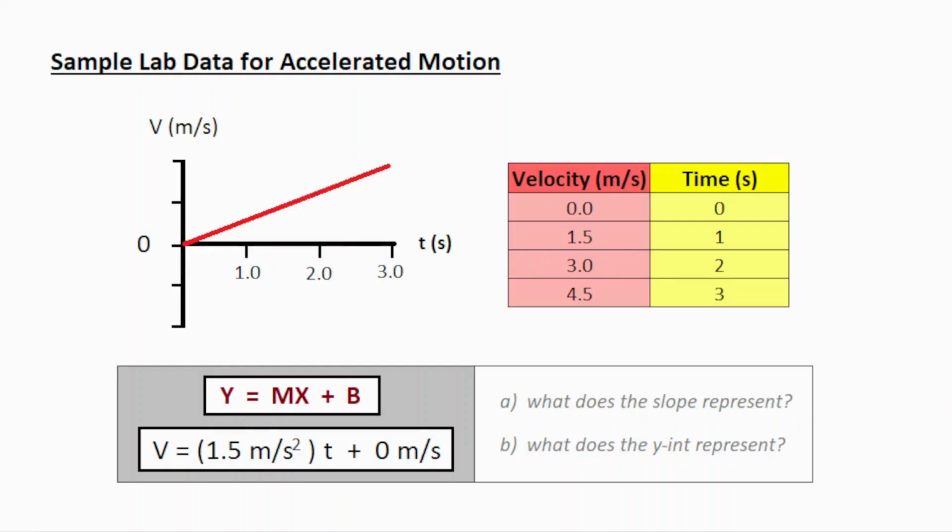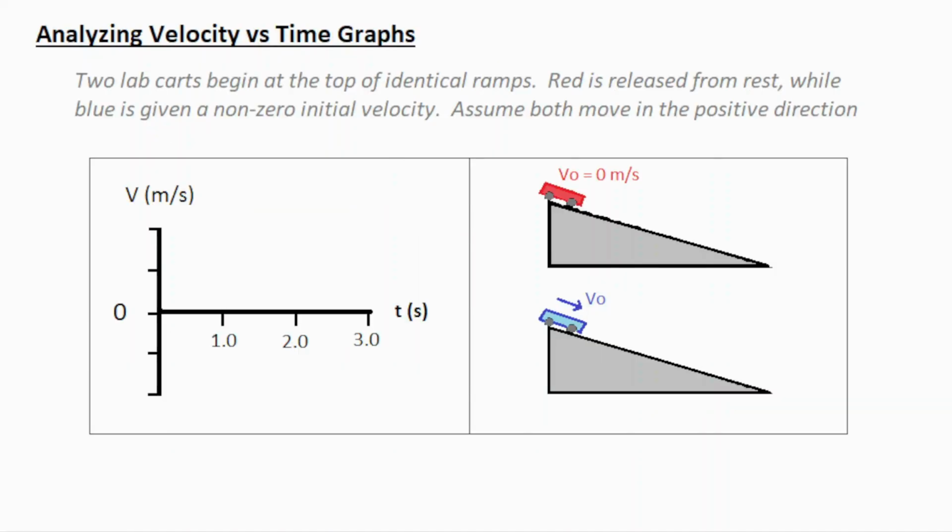But what do these numbers mean? Let's see if we can figure out what the slope of 1.5 and the y-intercept of 0 both represent. To get there, let's look at two different scenarios. The first shows two carts that are placed on identical ramps. The difference between them is that the red cart is released from rest, while the blue cart starts with a velocity aimed down the ramp.